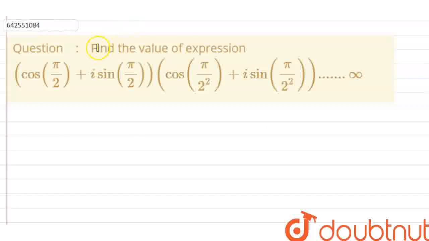Okay student, let's start solving this question. We are given the expression cos(pi/2) + iota sin(pi/2), multiplied by cos(pi/2^2) + iota sin(pi/2^2), and so on up to infinity, right guys?